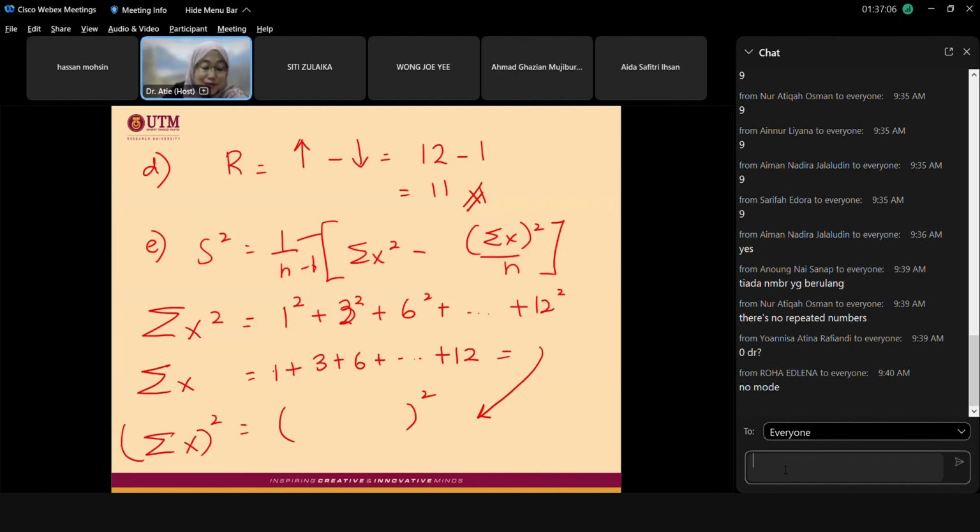Okay, so for the x squared, Fakrun, I would like you to find out the sum of this one, the answer for this one, and the sum of this x squared. I would like Atika to calculate for me. Okay, Nur Atika Osman. Sorry, can you repeat for x squared, right? Sum of x, okay? Add all these numbers first, and then once you get the answer here, you square it, right? Oh, okay.